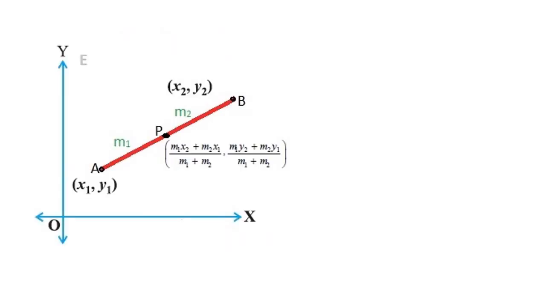Here is the geometrical representation of the definition of the section formula, where you can see point A is x1, y1, as I have told you, it is one of the points, and for point B the coordinates are written here, x2, y2. If I want to find the coordinates of point P, this is the formula, and m1, m2 is the ratio in which point P is dividing A and B.